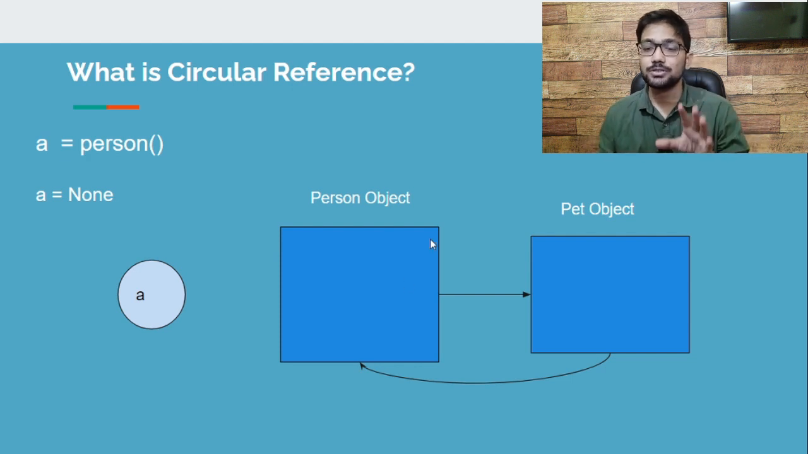Why does it not happen? Because if you see, this person object has a reference count of 1, because this pet object is referencing this person object.